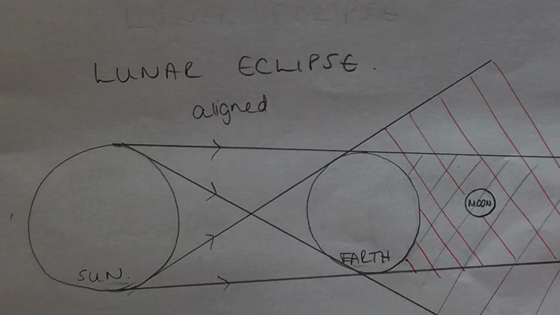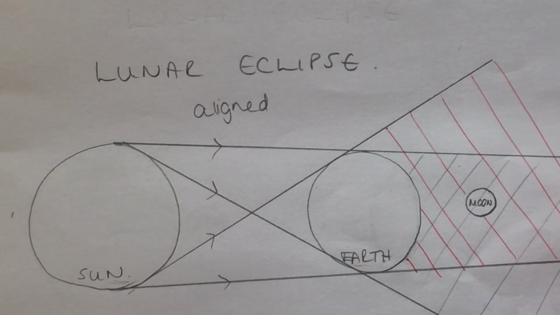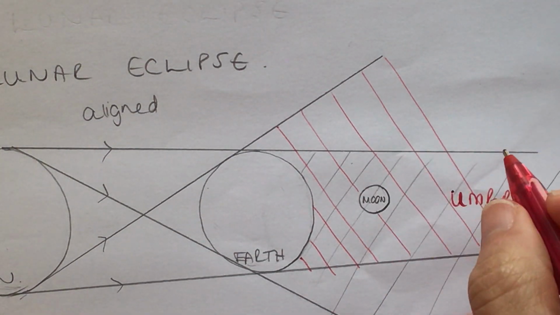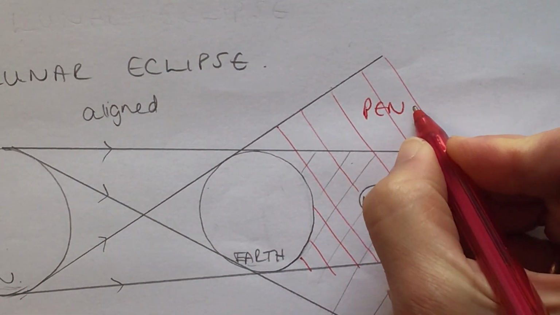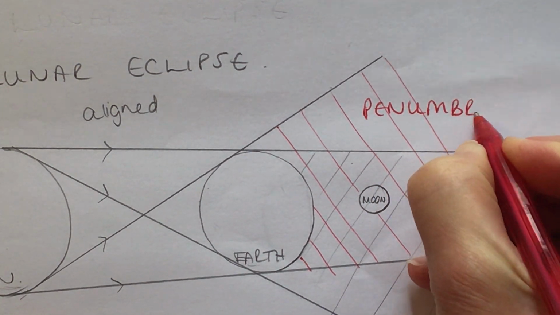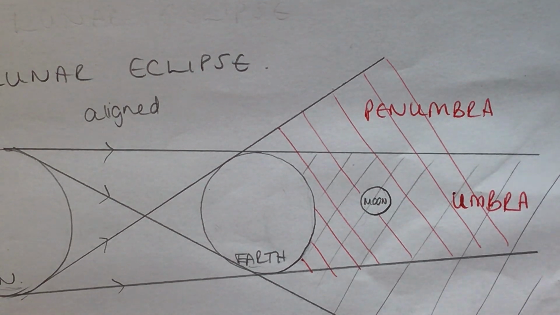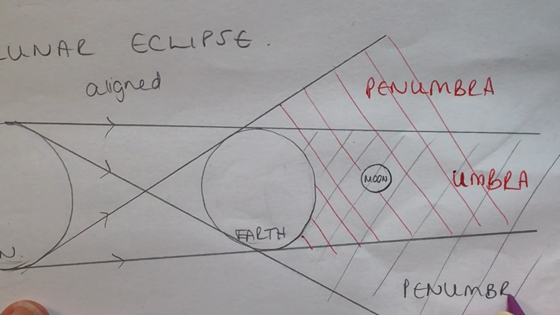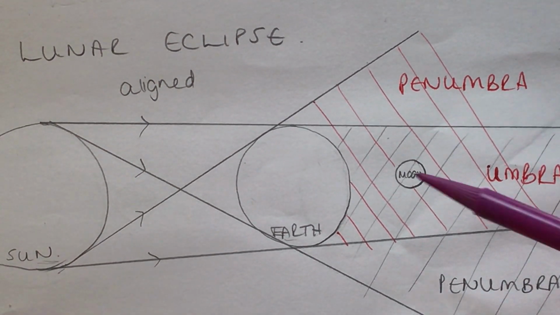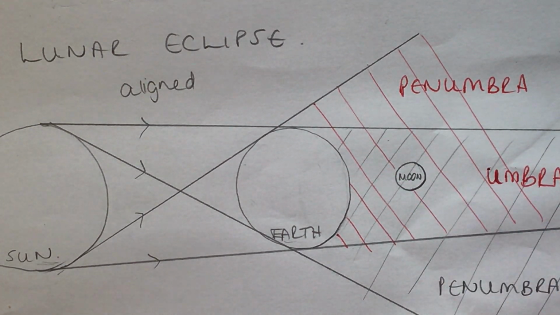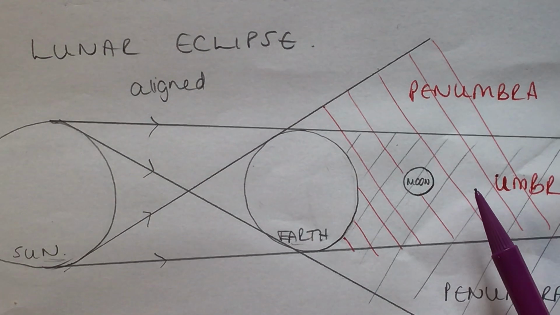And once again, you can see really clearly this time the area of double shadow being the umbra, the area of semi-shadow is the penumbra. So if the moon is in this area of umbra here, or complete shadow, then we will have a lunar eclipse.